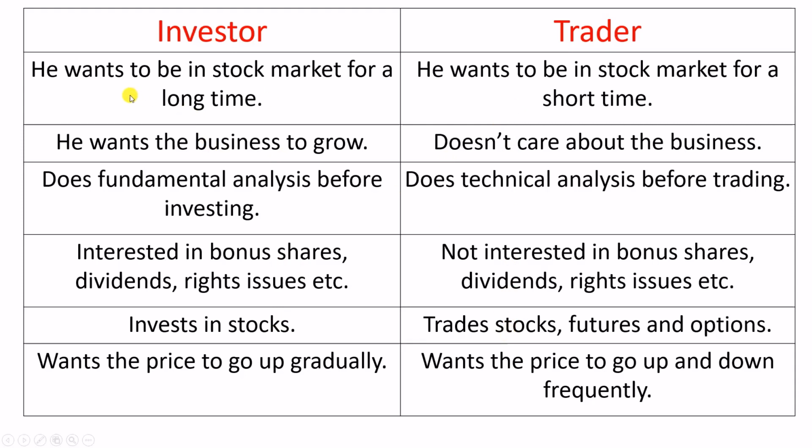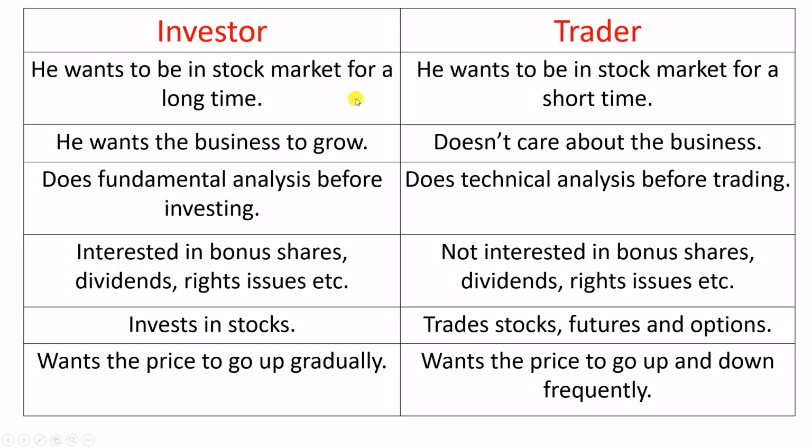Now, an investor wants to be in the stock market for a long time. So when a person puts money in the stock market, he waits for a long time so that the money he has put in grows. Whereas the trader wants to make money quickly. So he will not be putting money into the stock market and waiting for a long time. He is not willing to do that. He wants to make quick money.